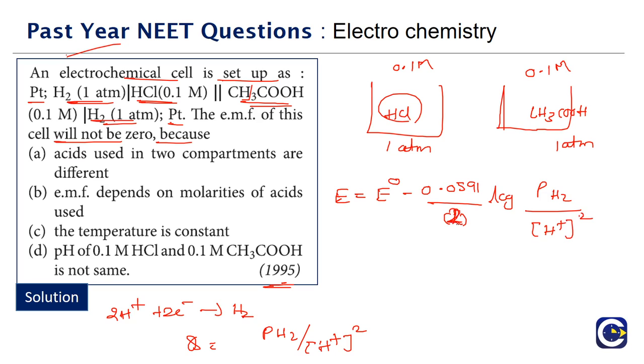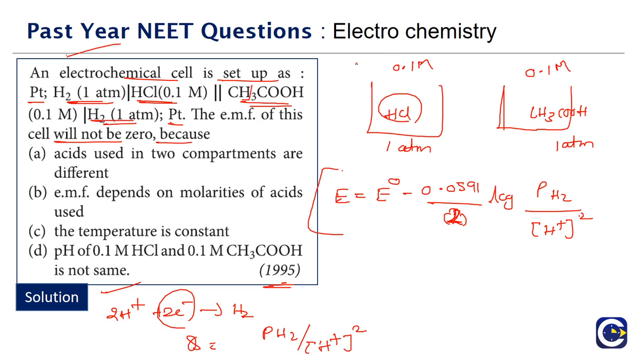So here we will take the number of electrons as 2, as per the reaction that we are expressing, because we will see that 2 electrons will be exchanged. So the value of E is equal to E naught minus 0.0591 by 2 into log of pressure of H2 by the H plus concentration squared. So this is the electrode potential.